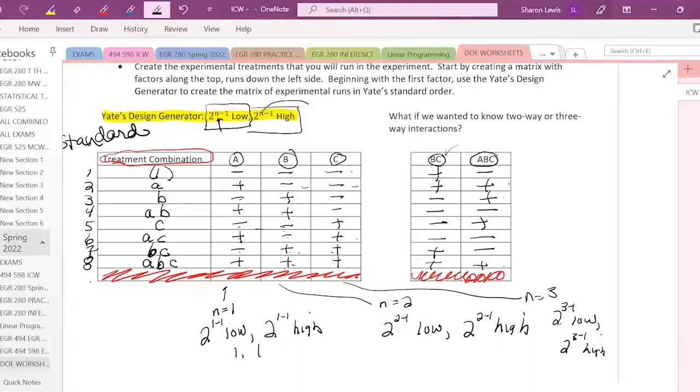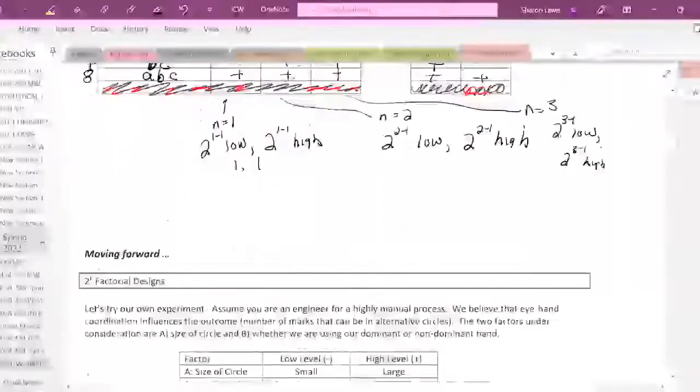That's standard order. Now you, as statisticians and engineers, can communicate. Here's the design in standard order. I can talk to my software. This is standard order. Remember though, we always want to run our experiments in random order. Okay, so let's move on.